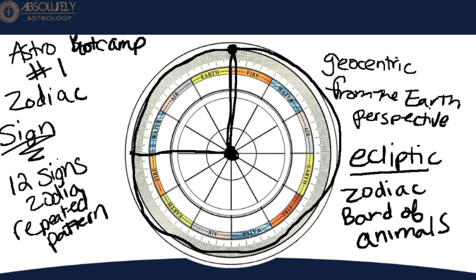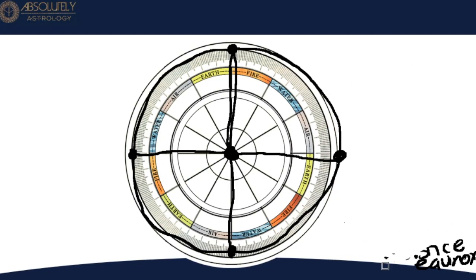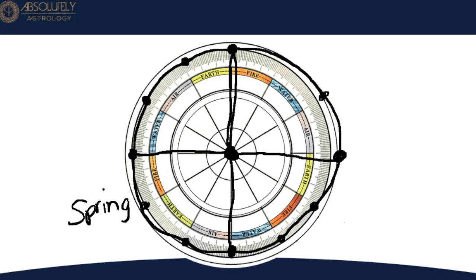and it creates 4 major turning points. Okay? And you guys know these. A lot of times we don't know them in the terms that astrologers often use. So the solstice and the equinox, okay? These are our seasons, and they are the major turning points in astrology. So these 4 major turning points have everything to do with the seasons.